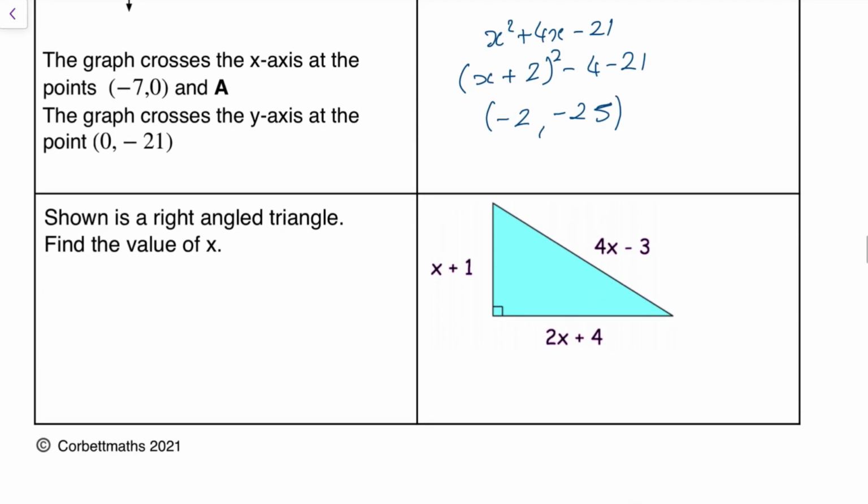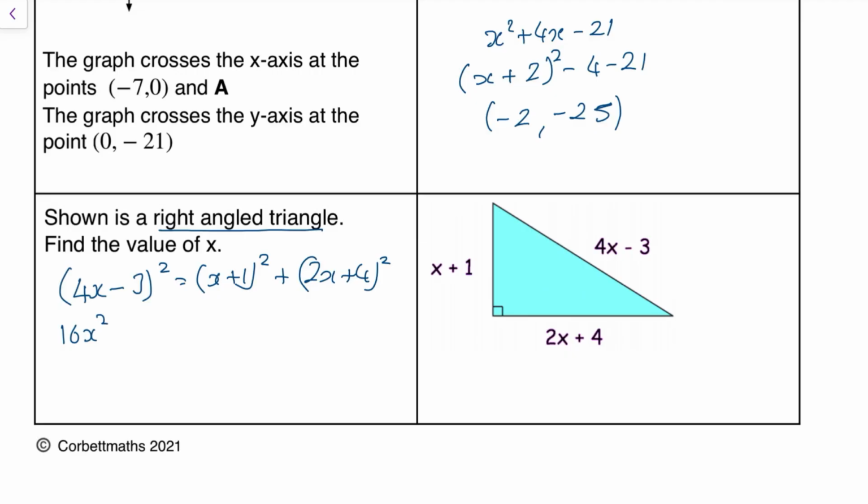Oh, and final question today. Shown as a right angle triangle. Now, you don't learn a lot about right angle triangles at GCSE, but the one thing you do learn is Pythagoras. And I can see it's giving me all three sides. So this is a Pythagoras question. So I know that 4x minus 3 squared, because it's a right angle, must be equal to x plus 1 squared plus 2x plus 4 squared. Basically, I'm going to expand and solve. So let's just do that very carefully.